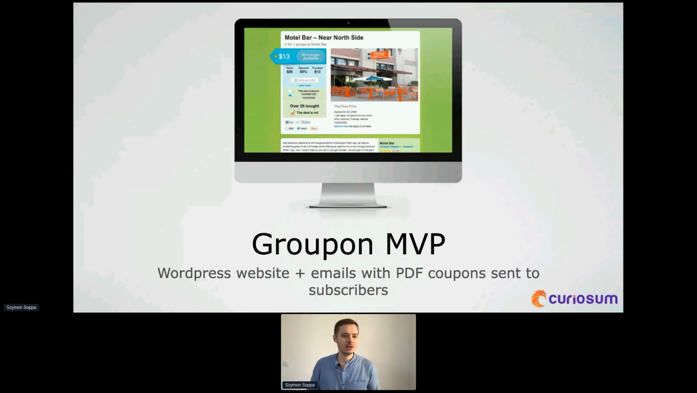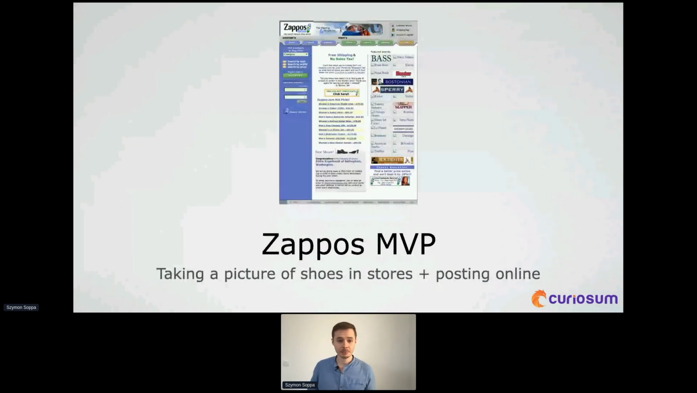It's like $30 per year or month of cost to verify the assumptions. So again, this is the simplest thing he could do to verify whether there is actually interest in this kind of service. Then comes a Zappos MVP.